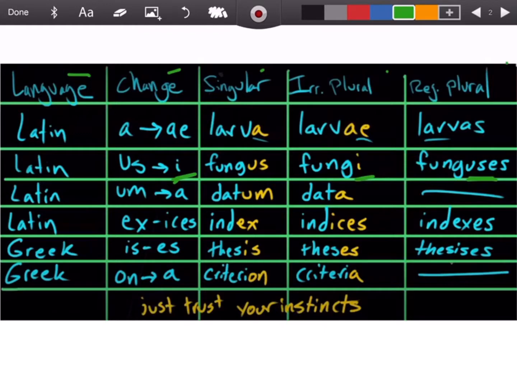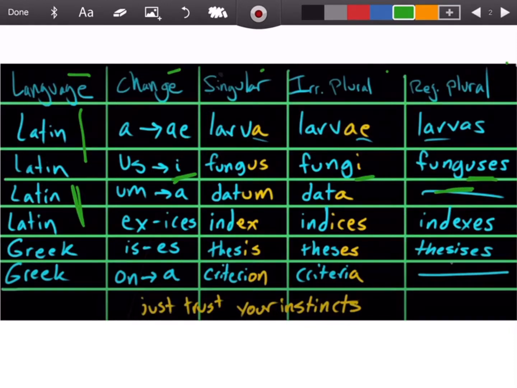Now these two words which we did are from Latin. Now let's go to the third word, which is also from Latin, and so is the fourth one. This one is UM to A. It's datum, but you can do it to data in irregular plurals. Regular plurals, it doesn't have it. It doesn't have a word, so we just ignore it.